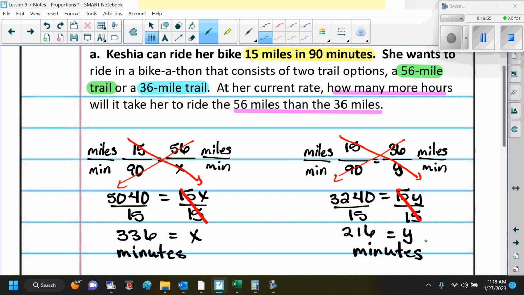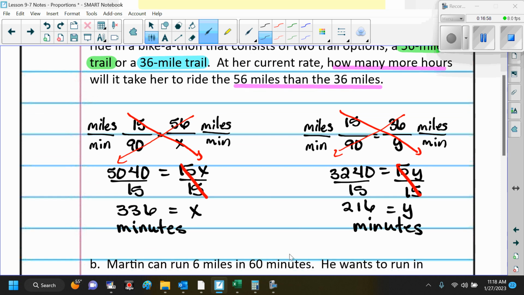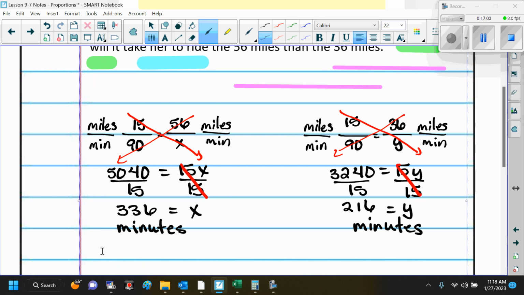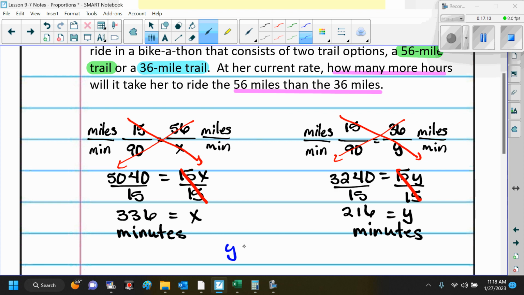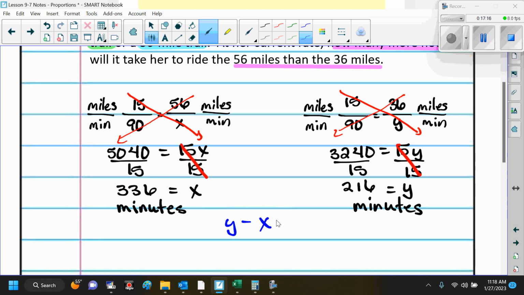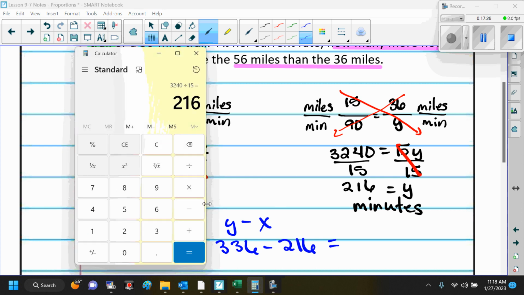All right? What do I do now? Subtracting. Yes. So now we're going to subtract. We're subtracting y minus x, right? So that's going to be 336 minus 216. Is everybody with me? So that's 336 minus 216, and that equals 120.